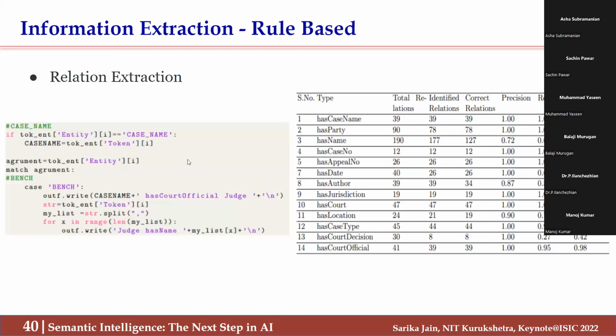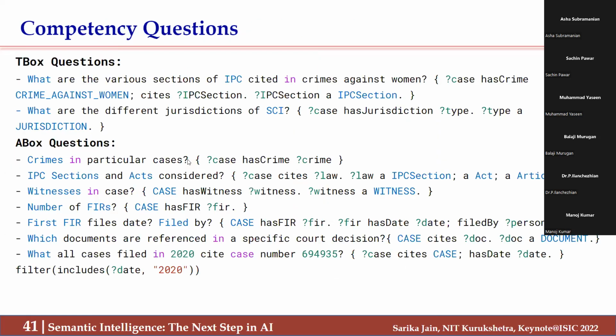I was discussing the rule-based information extraction, NER and RE. Here are certain competency questions that we framed initially so that we could test our NER and RE approaches. For example, you could see, what are the various sections of IPC cited in crimes against women. A case has a crime against women, and that case cites an IPC section, which is an IPC section. So this is from the T box, and the question marks represent what we want to find the answer to.